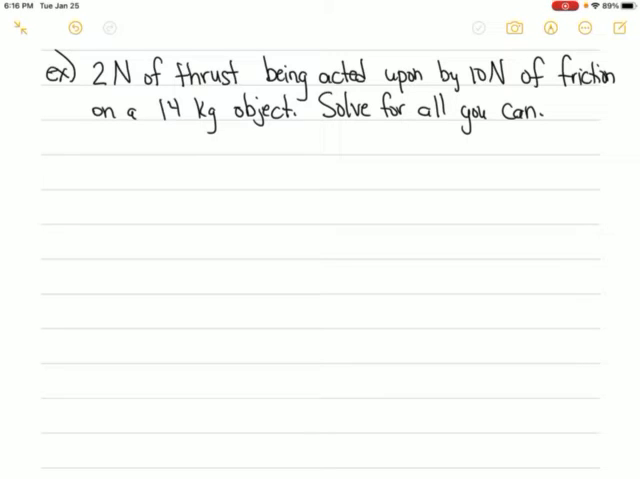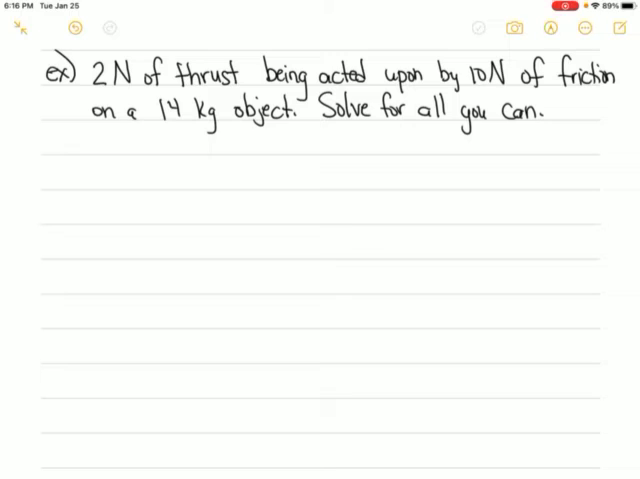Okay, so let's just do a quick review of free body diagrams and F equals ma. I have put on my little screen a problem. It says 2 newtons of thrust being acted upon by 10 newtons of friction on a 14 kilogram object. Solve for all that we can.